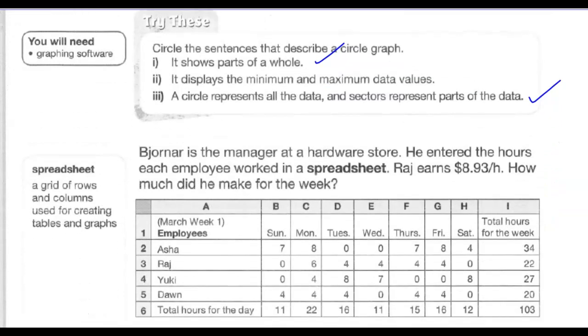Okay. Bjorn R. is the manager at a hardware store. He enters the hours each employee worked in a spreadsheet. Raj earned $8.93 per hour. How much did he make for the week? So this workbook needs to be updated with more relevant things, but in any case, take a look here. This is for March week 1, and that's Raj's hours, so he's working part-time.